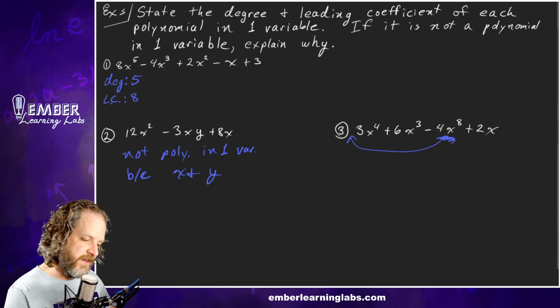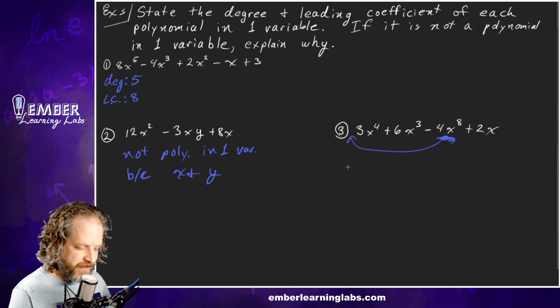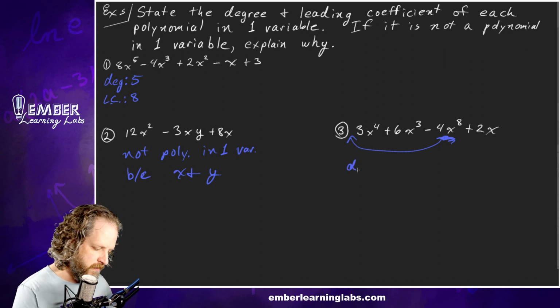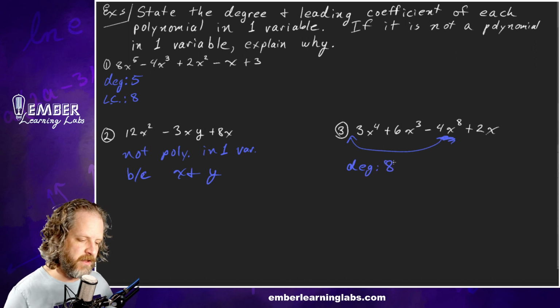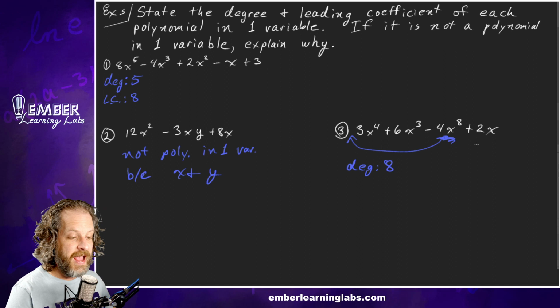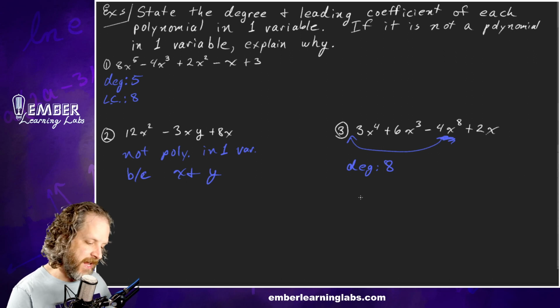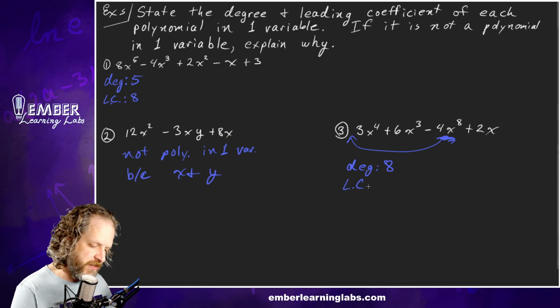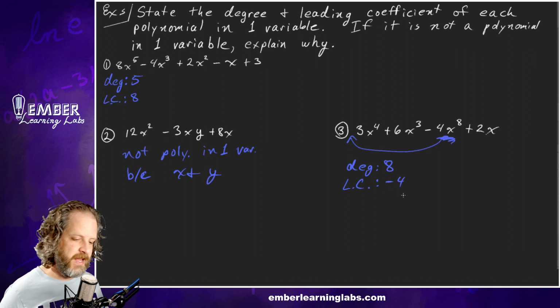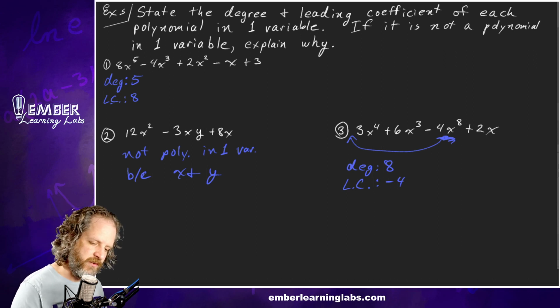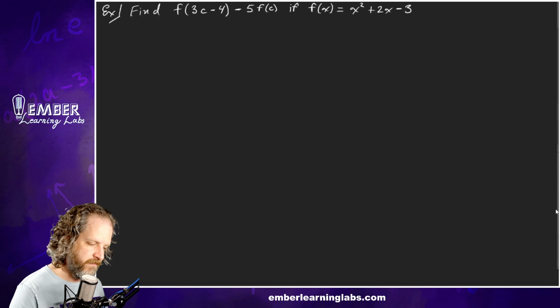So this one is an 8th degree polynomial. That's the highest exponent. And the number in front of that is a negative 4. So the leading coefficient is a negative 4. Right? Easy peasy. Let's do another thing.